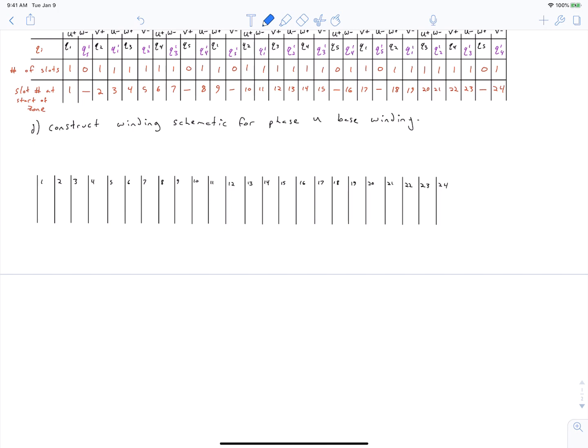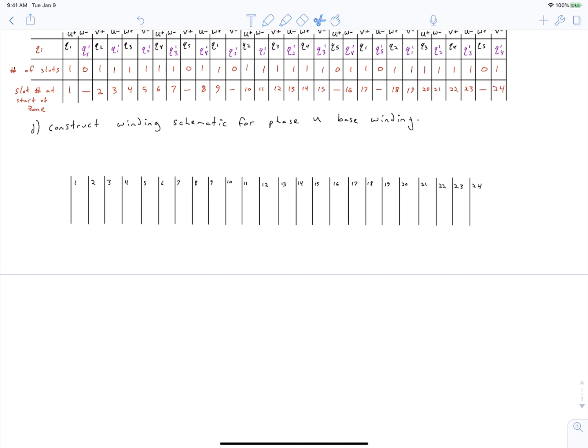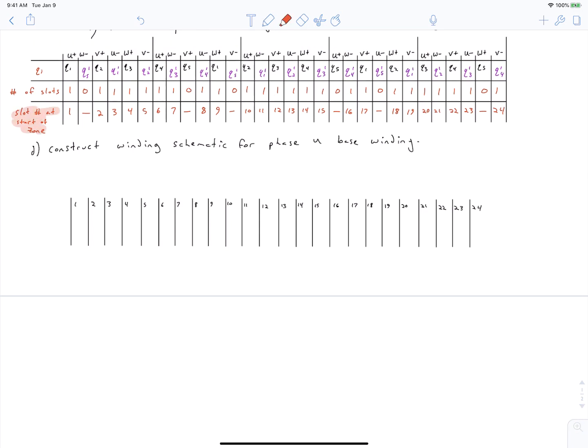So we've got our 24 slots drawn below, and now it is time to determine where the phase U coils are. And this is actually a fairly easy task because we've indicated this information right here. So we can see that we've got a phase U coil right here, right here. We can go ahead and highlight these all the way across.